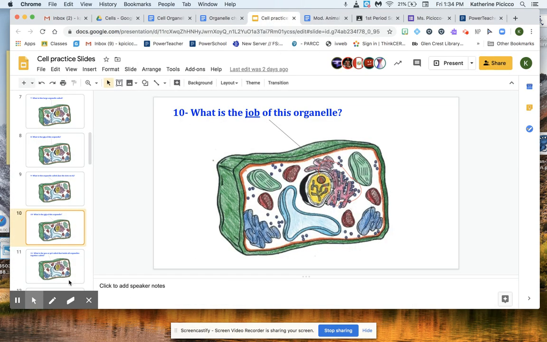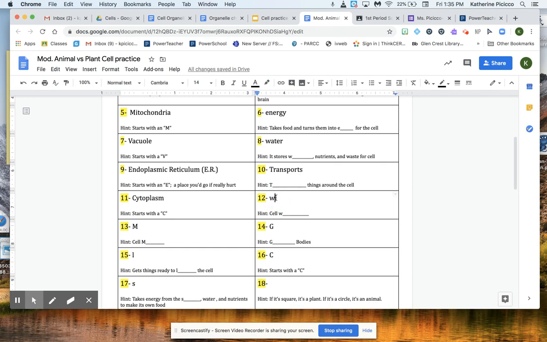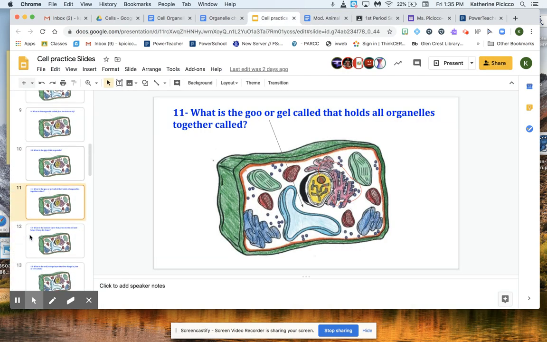Okay, let's go on to 11. What is the goo or gel called that holds all these organelles together? So basically, this empty space here that's kind of like the jello that holds everything together, and it's basically like a goo, that's called cytoplasm. So I'm going to type that in there, cytoplasm. Okay. Let's go to number 12.